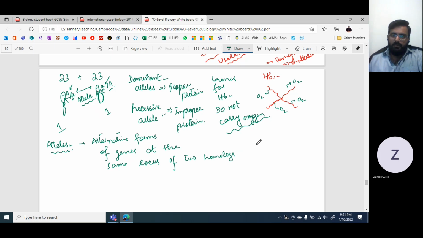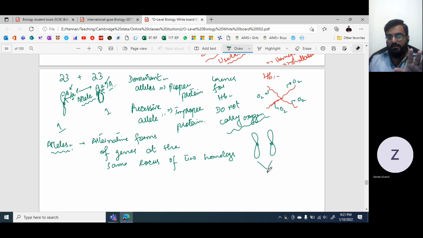Two homologs. For example, these are two homologs. I'm repeating many things many times. Why? Because these must be hammered. If these are not hammered, these can lead you to confusion while attempting the exam. Alternative form of genes at the same locus of two homologs.